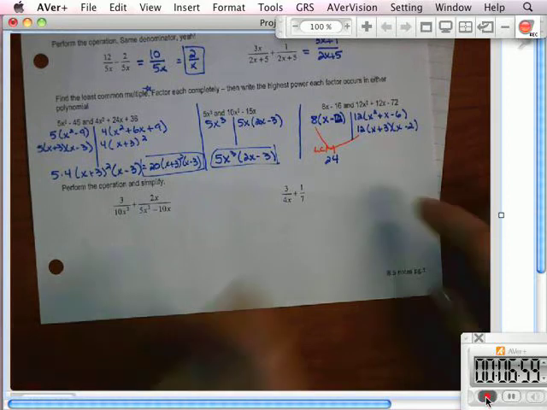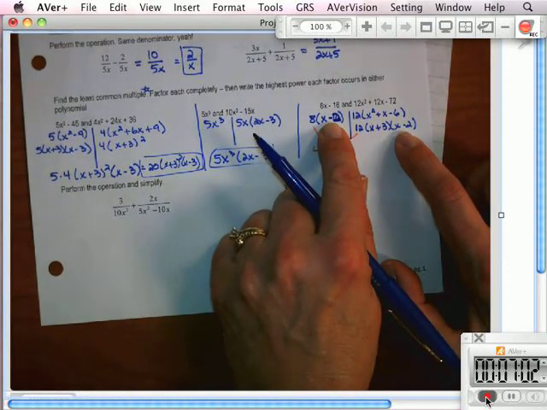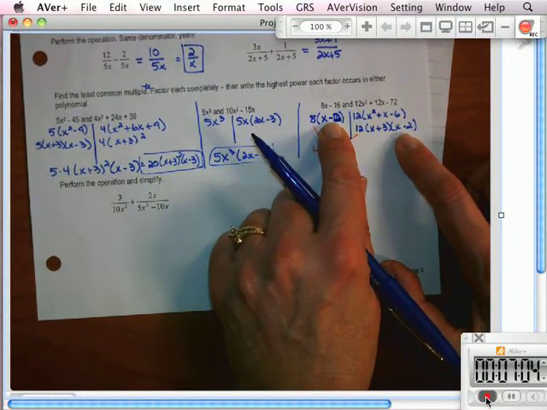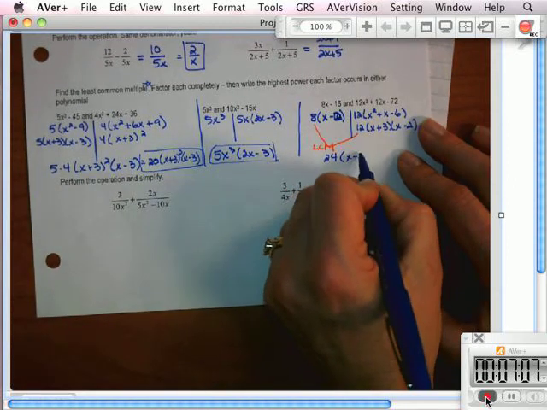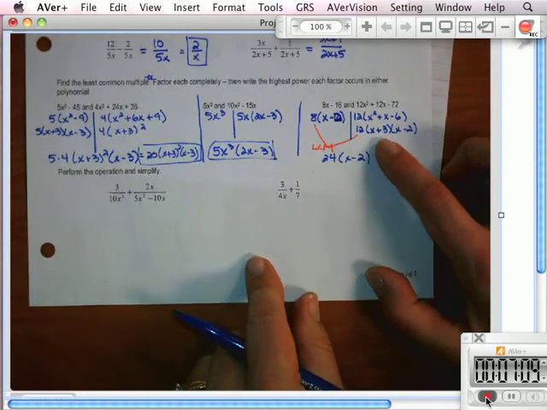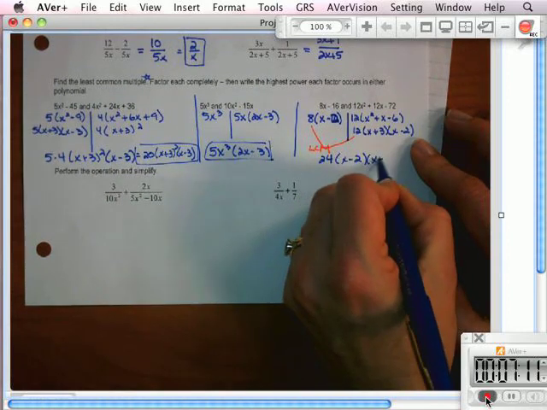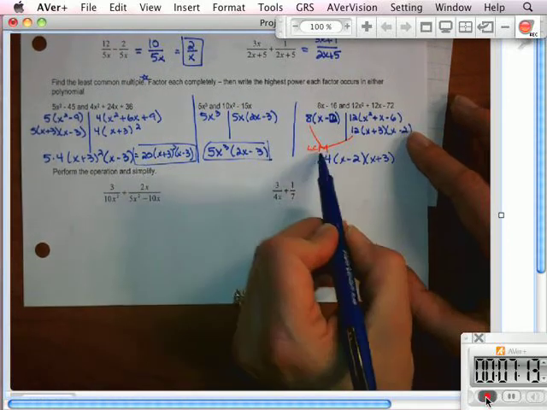And then x minus 2 and x minus 2, they both have the same degree, so I'm just going to write it down once. And then I have x plus 3 as well, and that has to come down as well. So that's your answer.